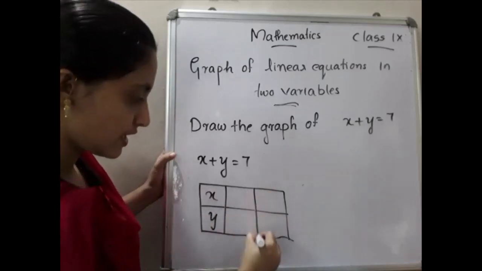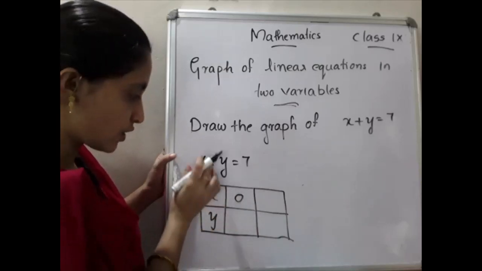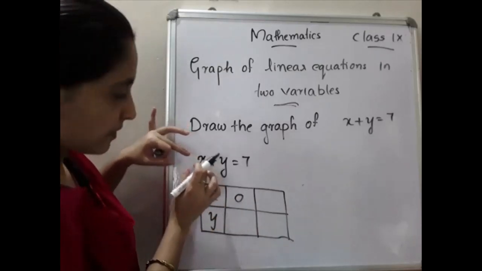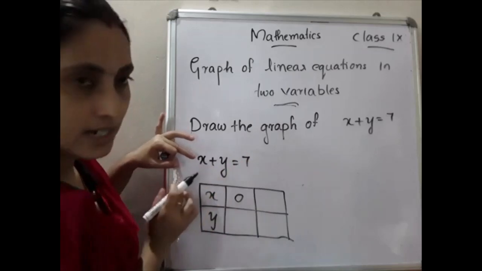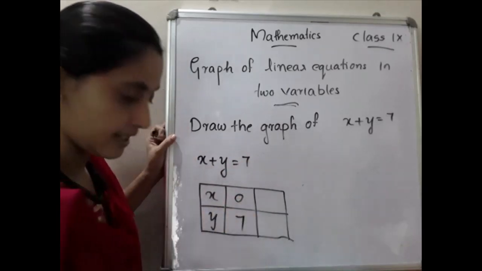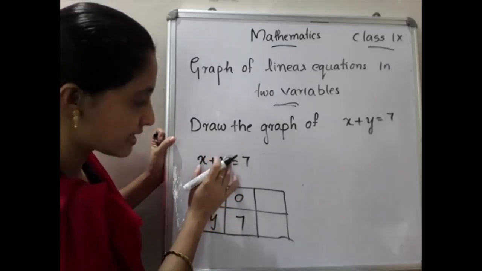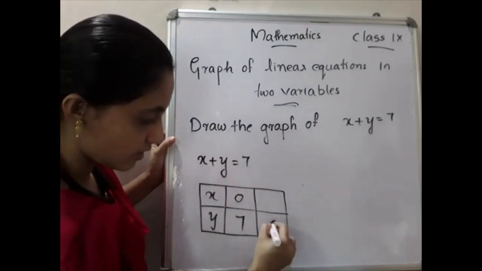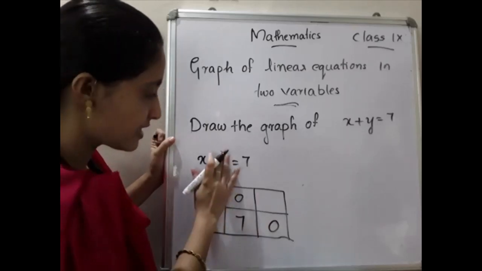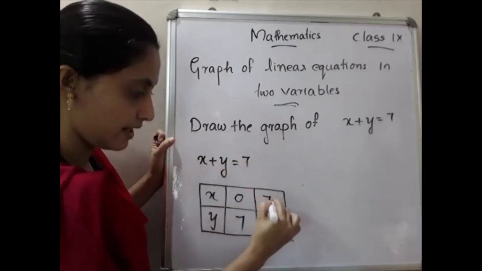In the first box, I'll put x as 0. This means x is equal to 0. So 0 plus y is equal to 7. What is the y value? The y value will be equal to 7. So write 7 here. Now I am putting y is equal to 0. Y is equal to 0 means the y term is not there. So what is the value for x? x is equal to 7.